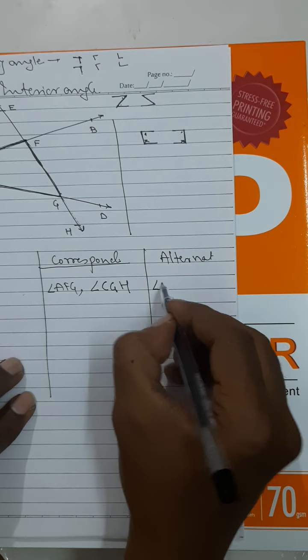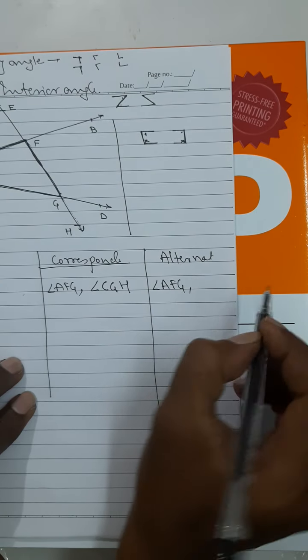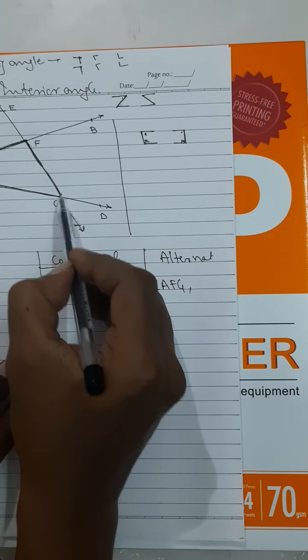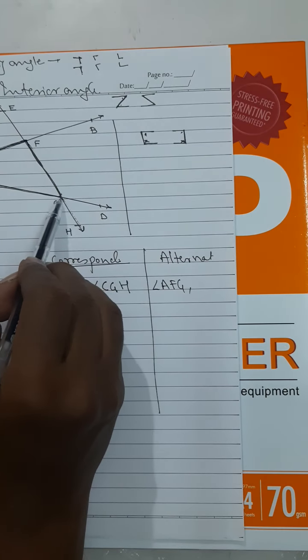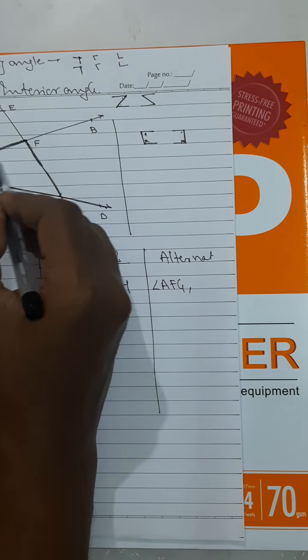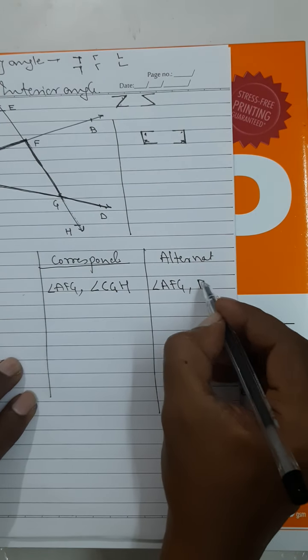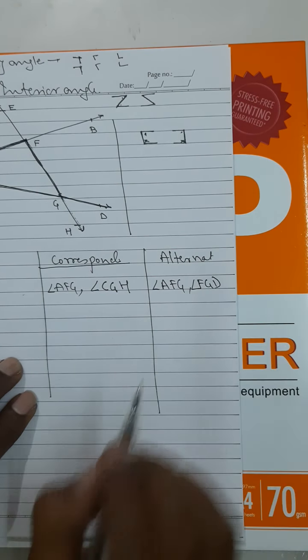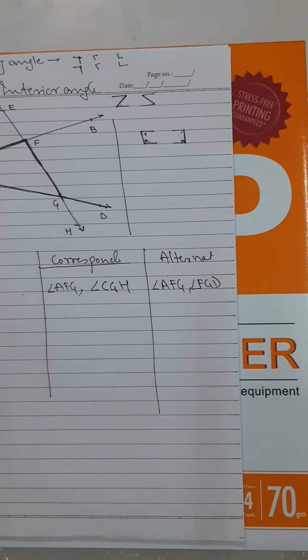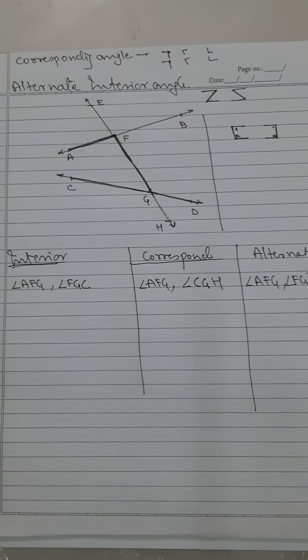If I talk about angle AFG, to form alternate interior angles, from FG a Z should be made. AFG, FGD, this will make a Z. They will be alternate interior angles. Are you getting my point, my dear students?